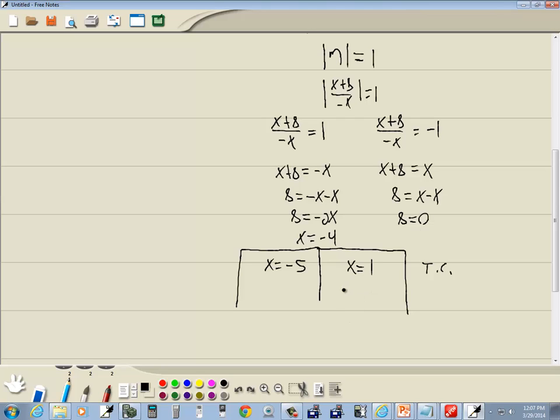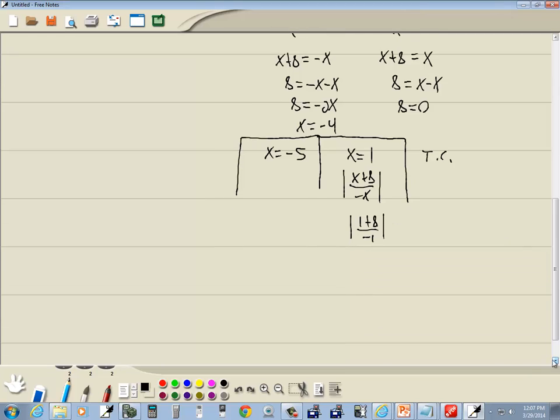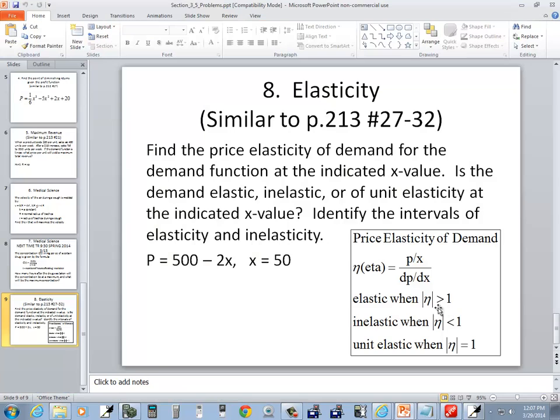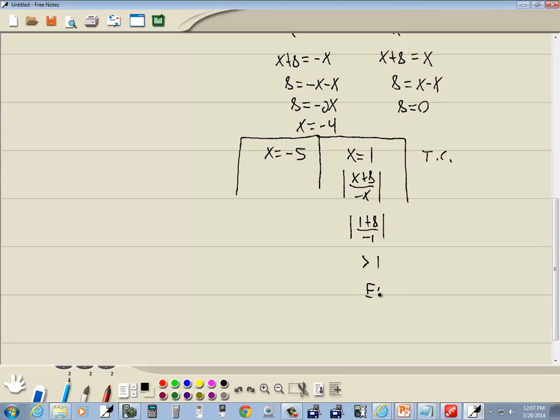Let's plug in 1. And we're going to plug that into the absolute value of eta, which is the absolute value of x plus 8 over negative x. So if I put 1 in there, 1 plus 8 over negative 1, which is 9 divided by negative 1, is negative 9. The absolute value of negative 9 is 9, which is greater than 1. Greater than 1 means it's elastic. So this is elastic everywhere, when x is greater than 0.